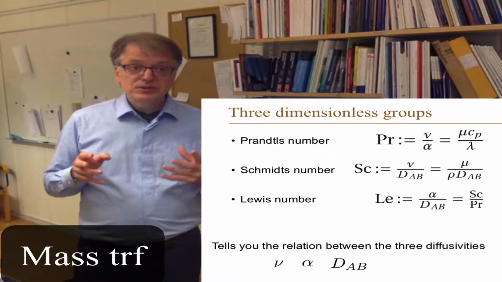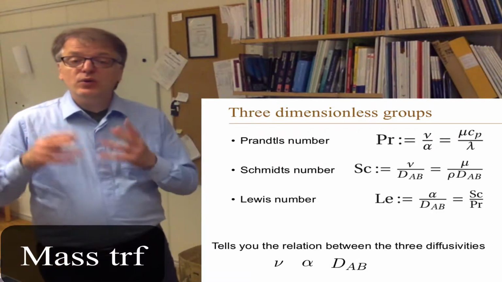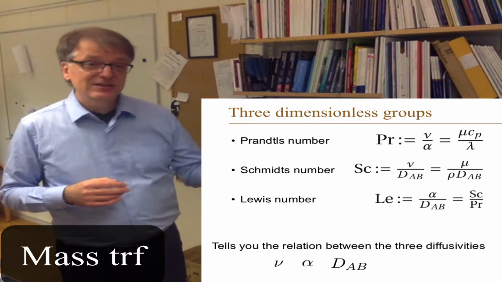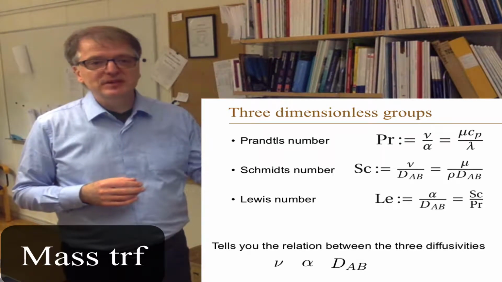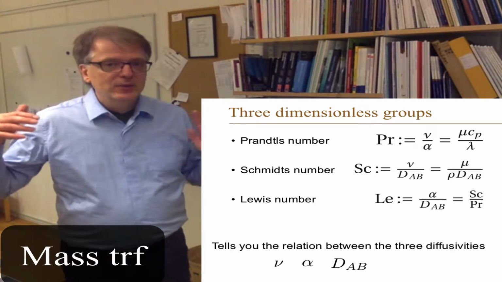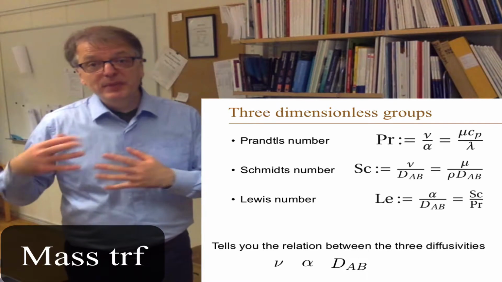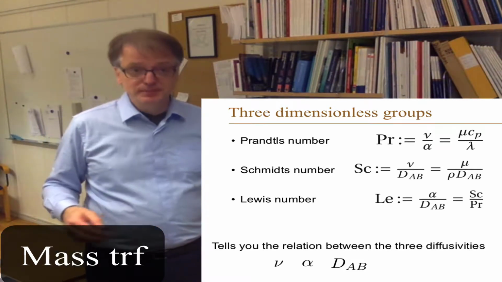We introduced several dimensionless groups. You already know Reynolds number before, and we introduced these three very important dimensionless groups: Prandtl number, Schmidt number, and Lewis number, which relate different diffusivities to each other. So mass diffusivity, heat diffusivity, and diffusivity of momentum.